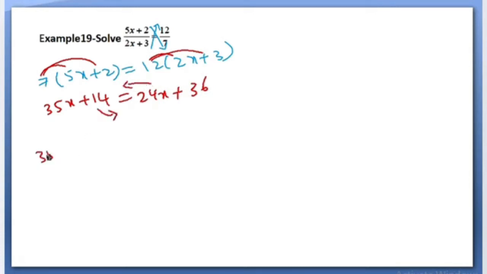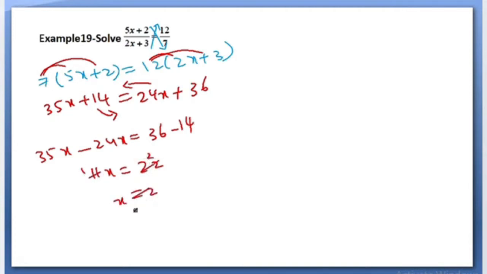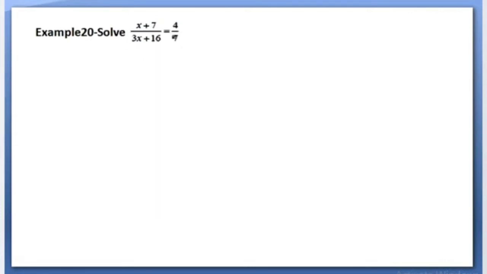So 35 times x minus 24x, which is equal to 36 minus 14. So 35 minus 24 will become 11x, which is equal to 22. So 11 times 2 is 22, therefore x is equal to 2 is the solution of the given equation. Here we can see example 20. Solve (x plus 7) by (3x plus 16), which is equal to 4 by 7. Now take the cross product here also.